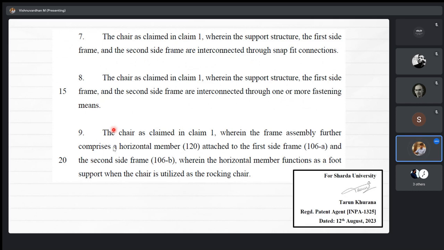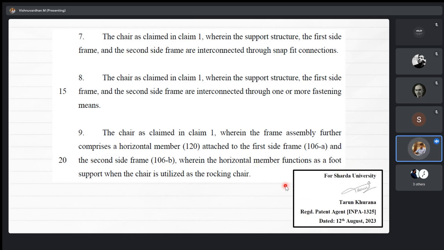And then lastly, the 9th one, the chair as claimed in claim 1, wherein the frame assembly further comprises a horizontal member. I think they're talking about the leg rest and the first side frame and then this thing. Okay, so a foot support. So here they're introducing the last component, a foot support. Okay, and then number it also, and if you refer to it again in a later claim, put the foot support.